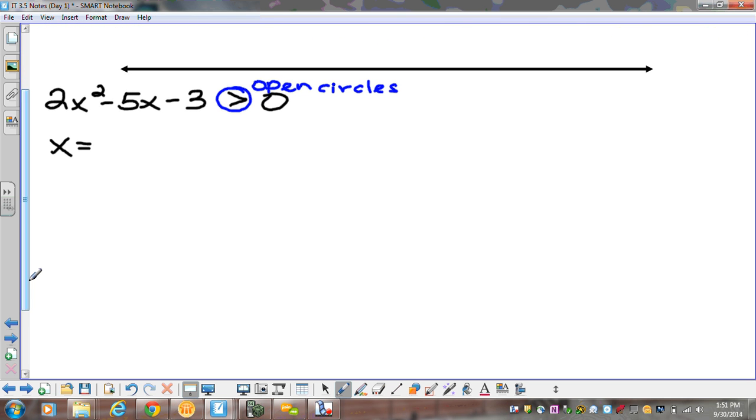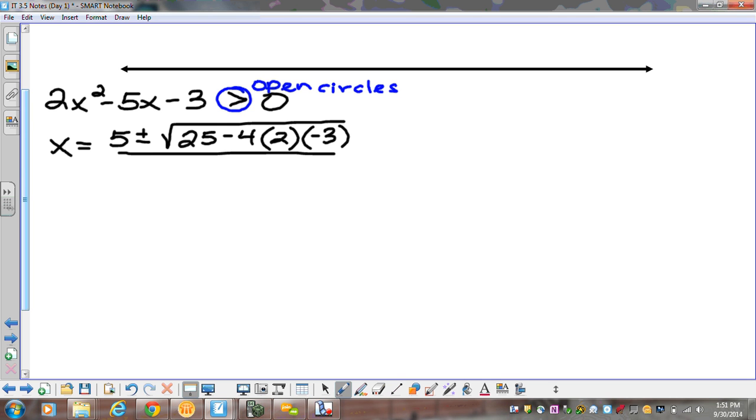All right, so what's my b value? It's -5, so it's opposite -5, so +5 plus or minus square root. B squared is going to be 25 minus 4 times, what's my A? 2 times C? -3. All over 2 times A, which is 2 times 2, so a 4. All right, so now we'll go through and just simplify. Now, underneath my square root, all right, I'm going to have 25. What's -4 times 2? -8. -8 times -3.